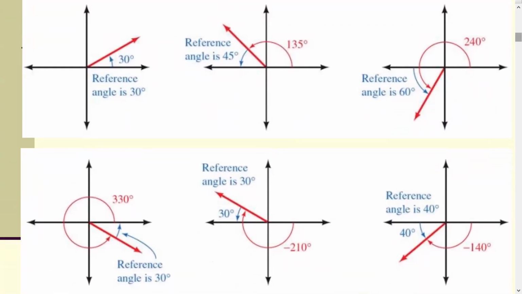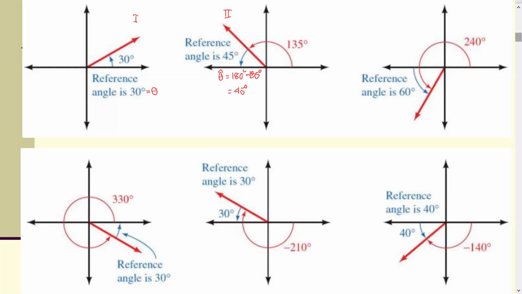More examples here. Theta equals 30 degrees in quadrant 1. Therefore, theta hat and theta are the same, or the reference angle is the same as the angle theta. In quadrant 2, theta is 135 degrees. Theta hat, or the reference angle, is the difference between the closest x-axis and the angle theta, so the reference angle is 45 degrees.